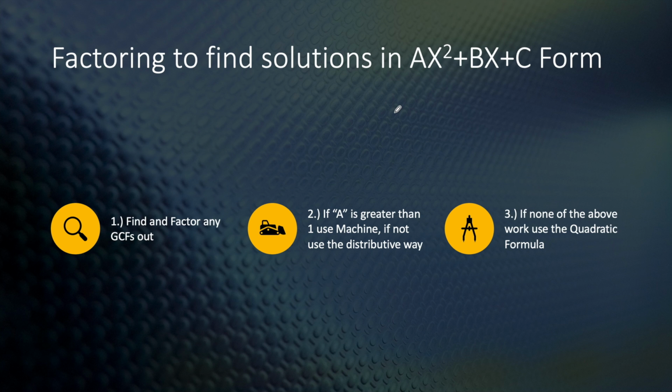Okay, let's look at the other method for finding quadratic solutions. That is factoring. There are three main steps that we use to factor any type of quadratic equation. The first is to find and factor out any GCFs. The second, where a is in standard form: if a is greater than 1, we have to use the machine method. If not, we use the distributive way. These two methods are ways of factoring that we're going to cover in a few seconds. And our third step: sometimes factoring just doesn't work, or we have no solutions. In either case, we have to use the quadratic formula, which we just went over.